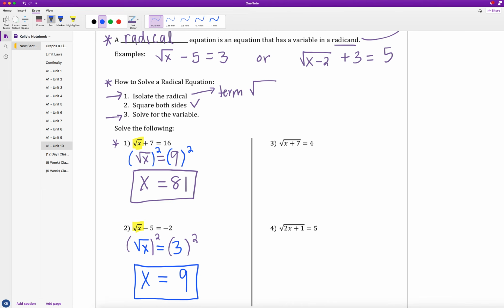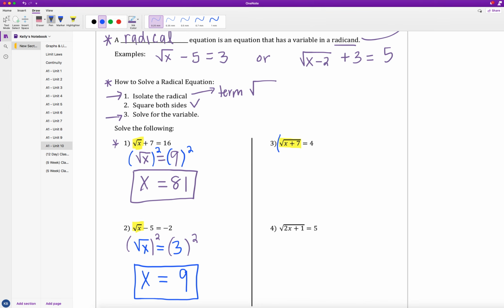Let's look at example 3. Example 3 says the square root of x plus 7 equals 4. What do you guys think? Is the radical isolated already? In this case, the radical is already isolated since we have the square root by itself on the left side. So the difference with example 3 compared to 1 and 2 is that the plus 7 is underneath the radical sign, which is why this term is isolated in example 3 versus in example 1, it was not isolated.